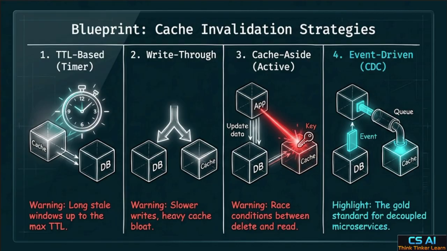Here's your blueprint for cache and validation strategies. You have simple TTL, write-through for consistency, cache-aside for flexibility, and event-driven via change data capture for decoupling. Each has its place, but event-driven is largely considered the gold standard for complex decoupled microservices.